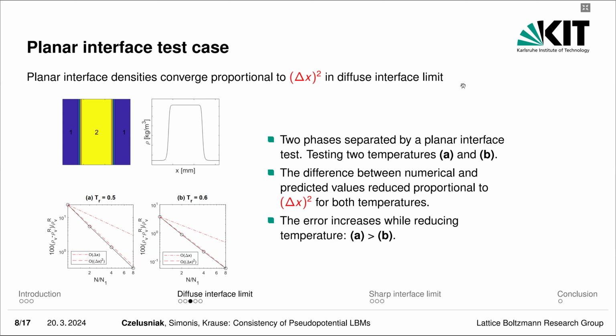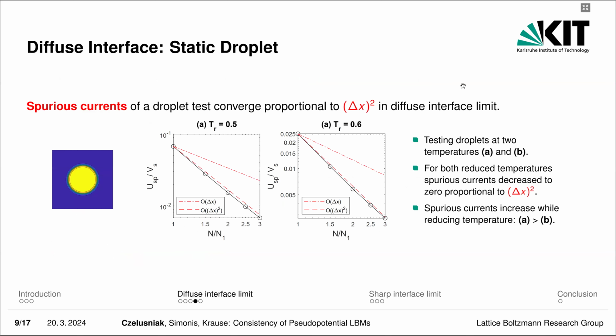And then we can see that when I do this planar interface simulation with several grids, the densities tend to the reference value that I want to impose proportional to delta x squared. So the order of convergence for this test was second order. Here I did a droplet simulation. I increased the grid resolution, and we observed that the spurious currents for the pseudo potential method decrease with order delta x squared with the grid.